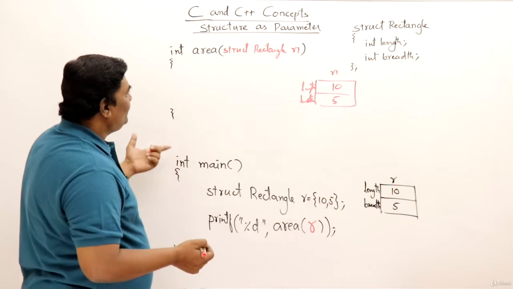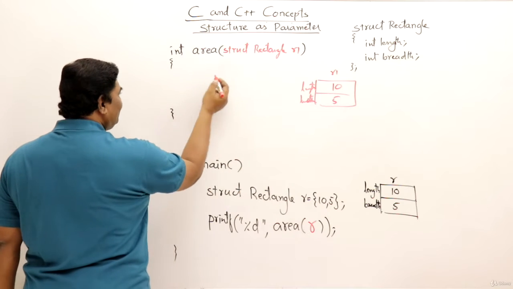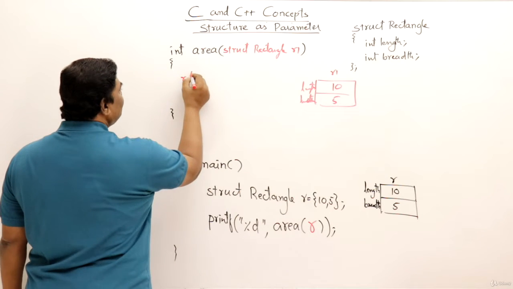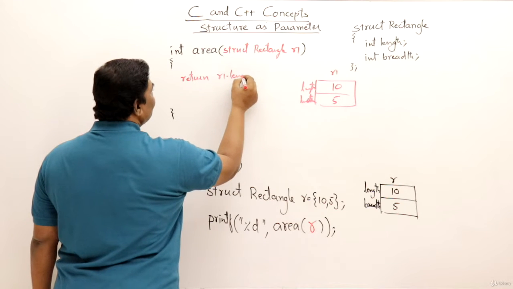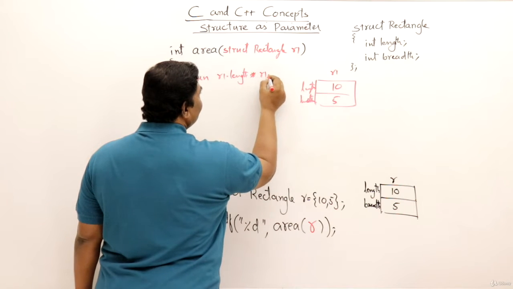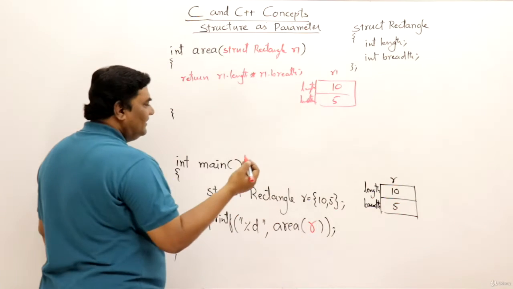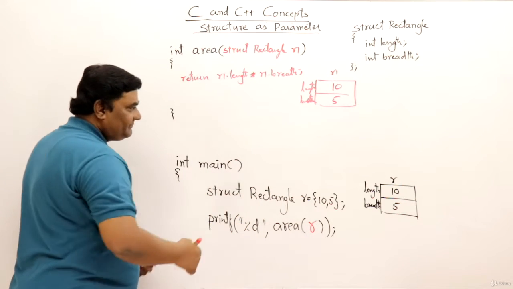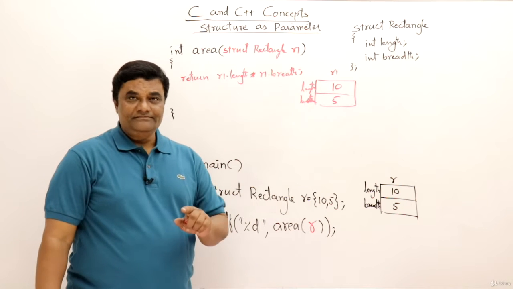Now here what I want to do is just calculate the area. So I have to multiply length and breadth. So directly I will write return, and in the return statement R1 dot length, R1's length, into R1's breadth. That's all. It will return the result and this printf will print it. This is call by value.